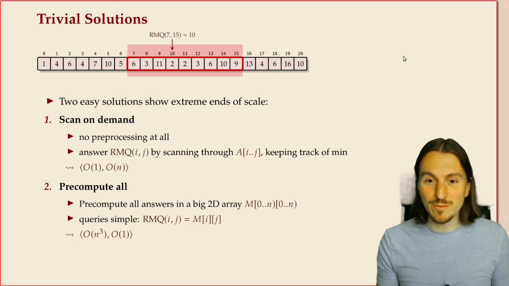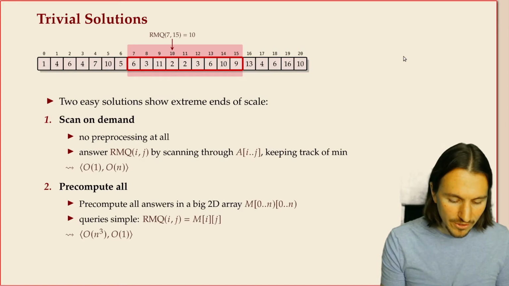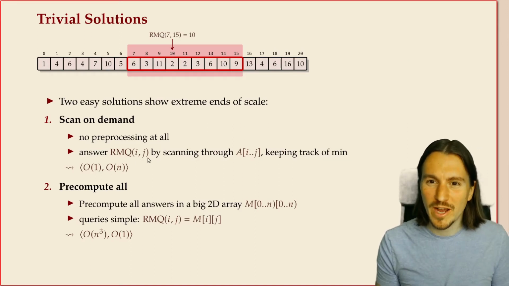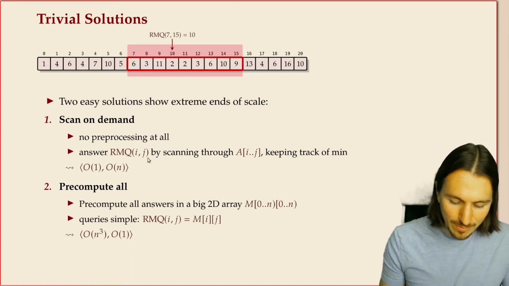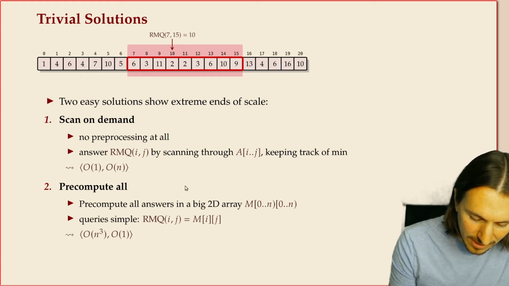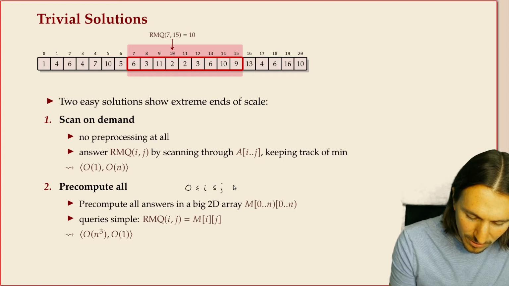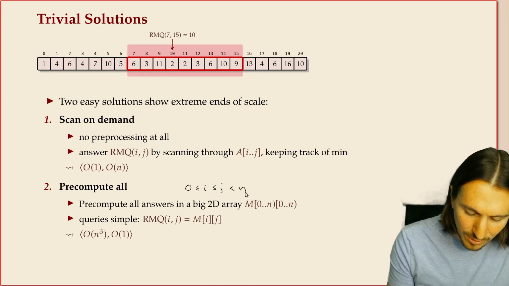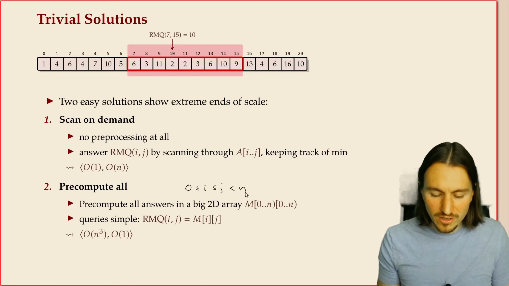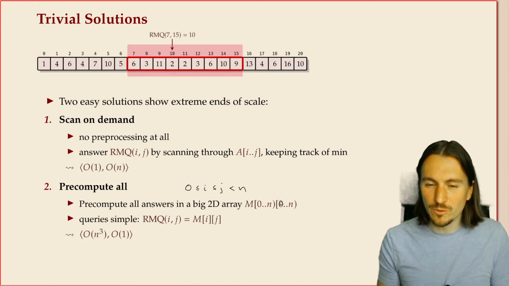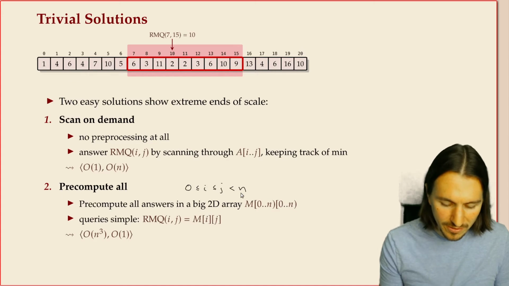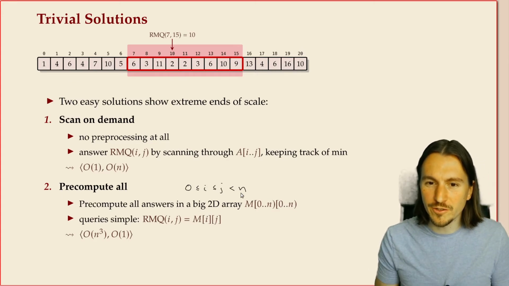The other extreme end is, well, there's only so many possibilities to ask for ranges. Namely, i and j, I can start at 0, and they have to be sorted. Well, no, it's less than n because we start counting at 0. So there's only n squared choices for i and j.